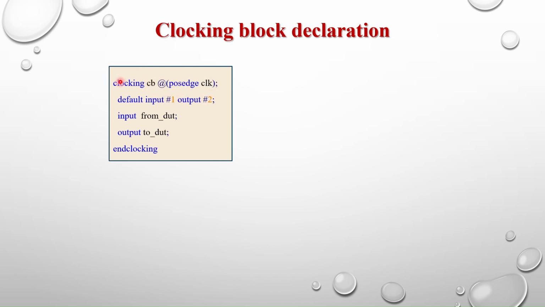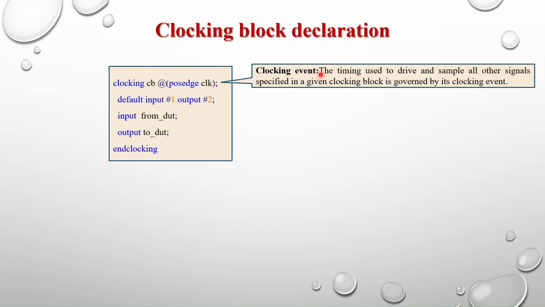Okay, so this is called a clocking event. Clocking event means the timing used to drive and sample all other signals specified in a given clocking block is governed by its clocking event. So whatever the timing requirements are, those timing requirements are related to this clocking event. Those times are controlled by this clocking event, and so this is called a clocking event.